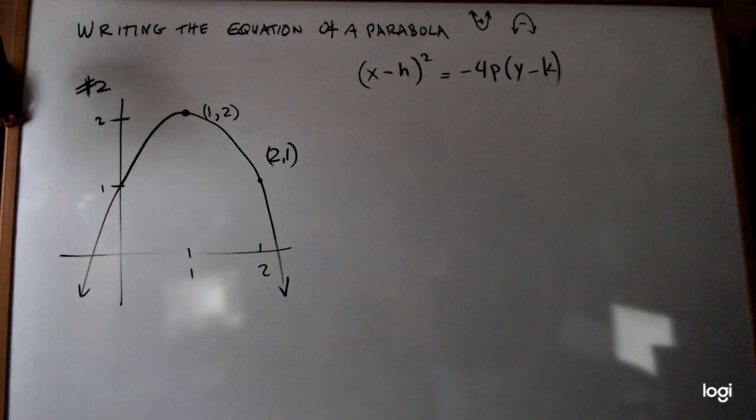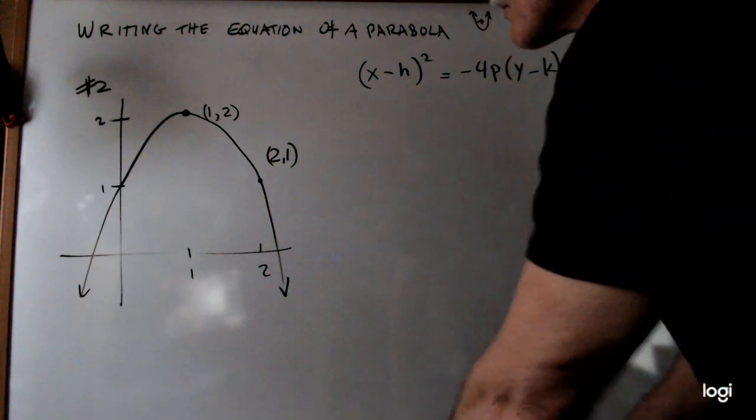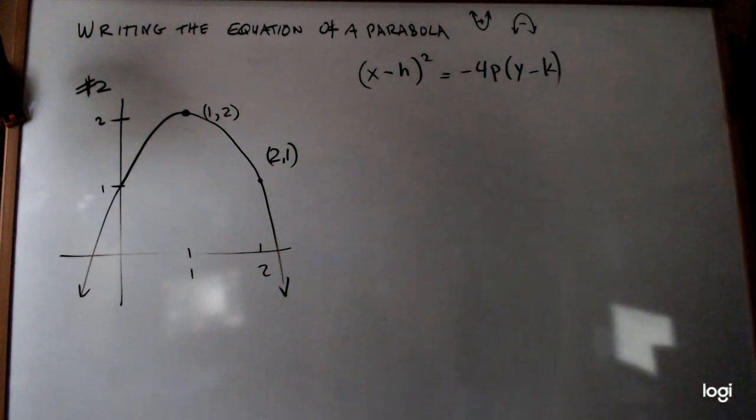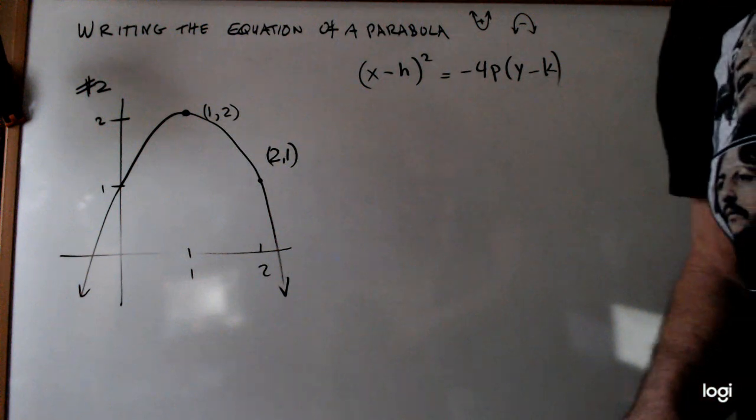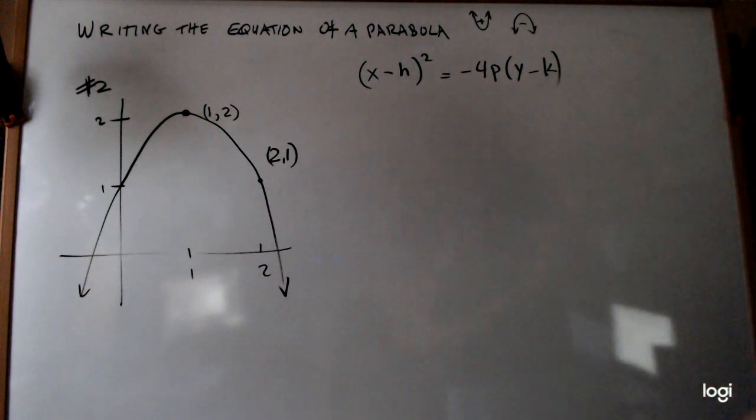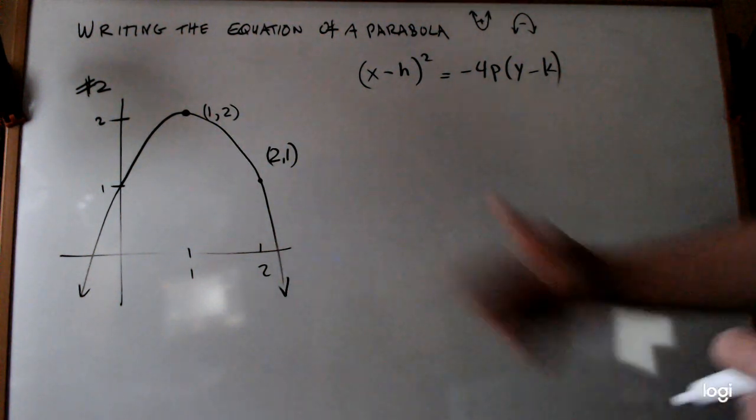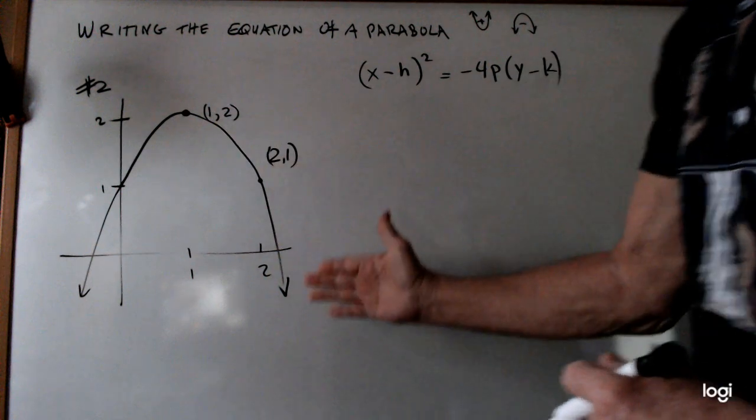Okay, here we are back, folks. This time I'm using the whiteboard again. Haven't used that in a while. We'll see how things work out. What we're doing here is we're looking at example number 2 from writing the equation of a parabola. It's one of our worksheets, which is listed on the blackboard. And we have a parabola which is concave down.